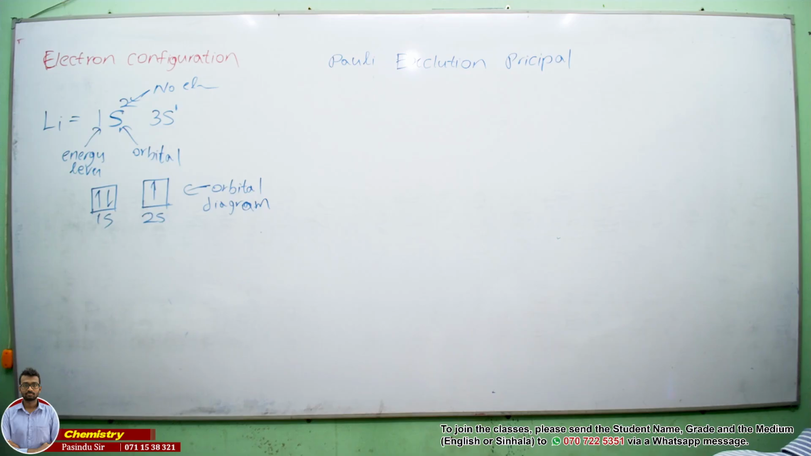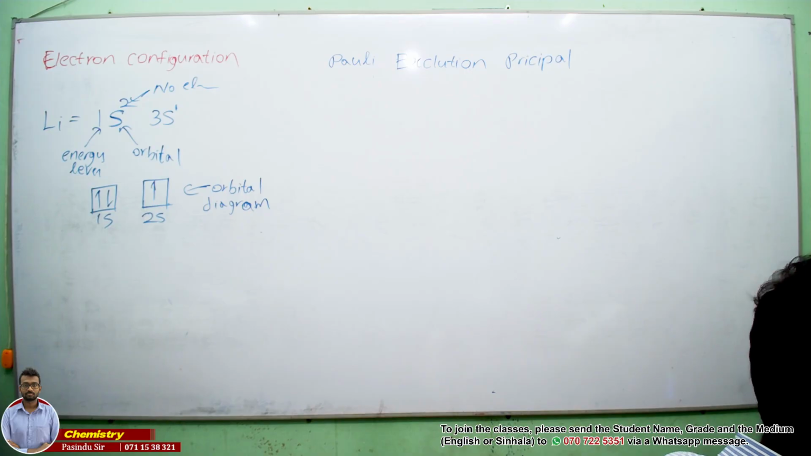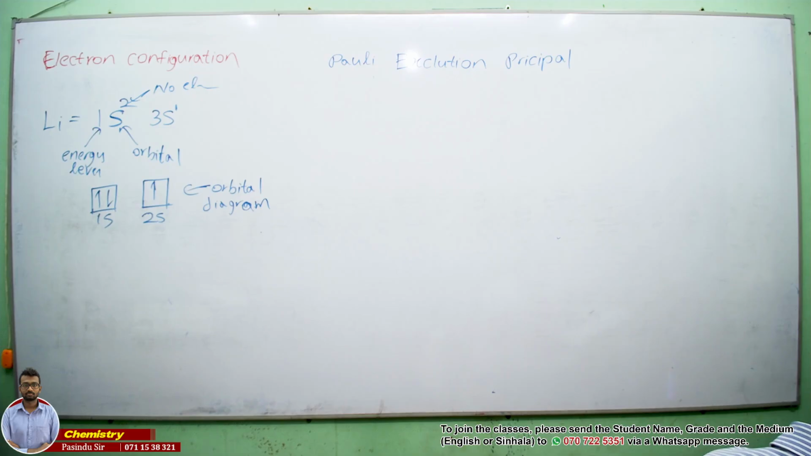Write down, let's finish this quickly. It explained that no two electrons in an atom can have the same set of four quantum numbers.